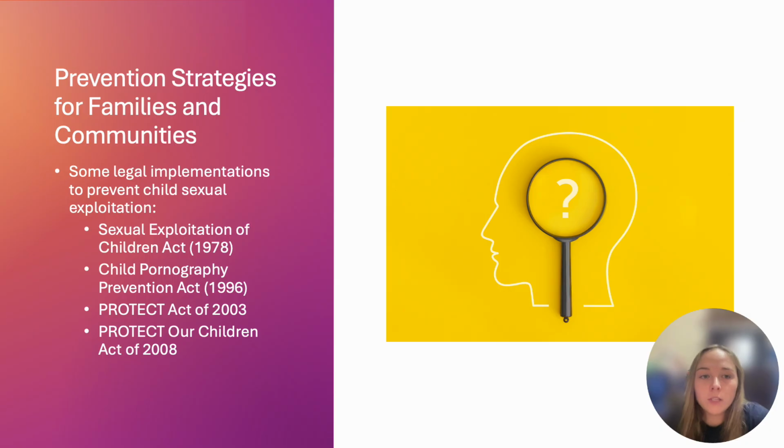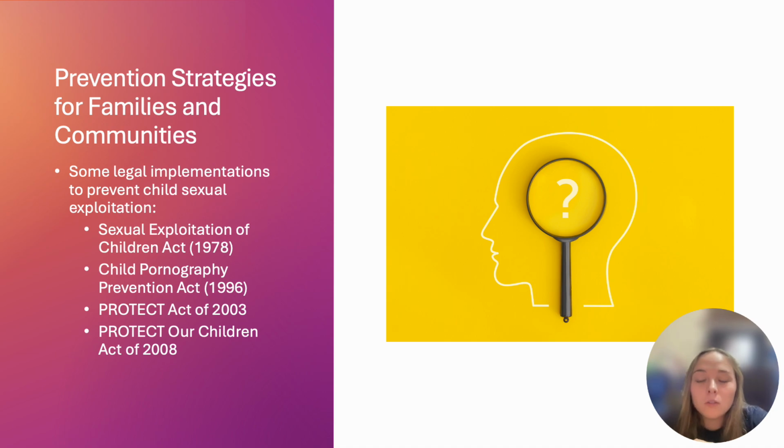Prevention strategies. So these are some legal implementations that have helped to prevent child sexual exploitation. The Sexual Exploitation of Children Act of 1978 was the first law to prohibit child pornography, stating the definition of pornography and providing behaviors that would constitute such behavior.